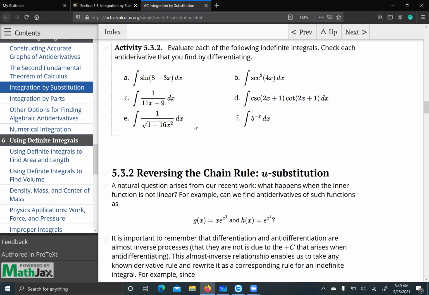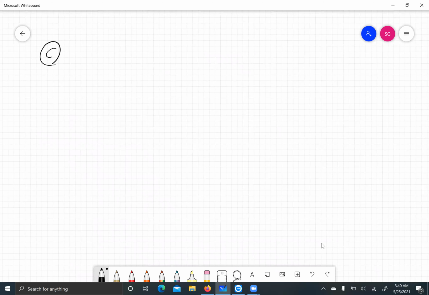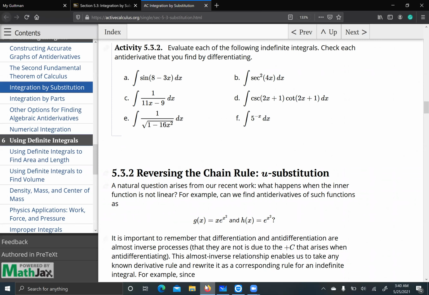So for u substitution, maybe I show you D, maybe I show you more. For example, look at this one, cosecant. Maybe I also show you C. Let's first look at C, because I think when we do techniques of integration, it's all about practice and practice. You should see many examples. The integral of 1 over 11x minus 9 dx.